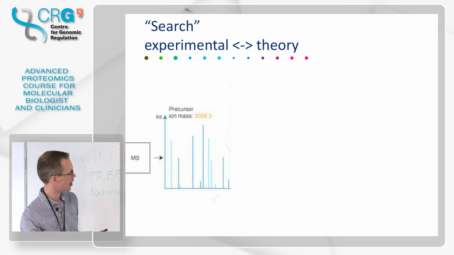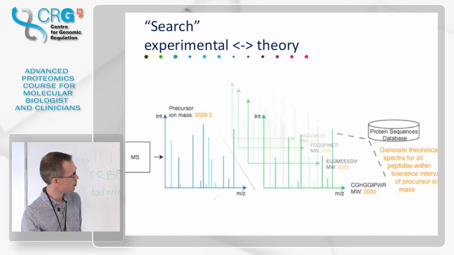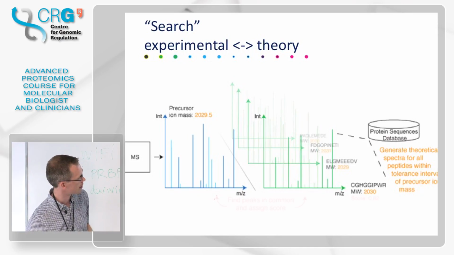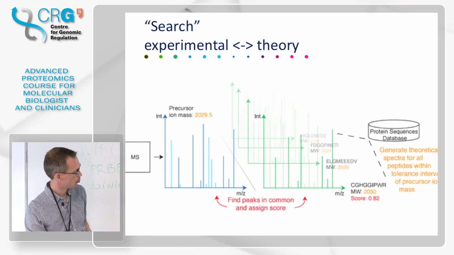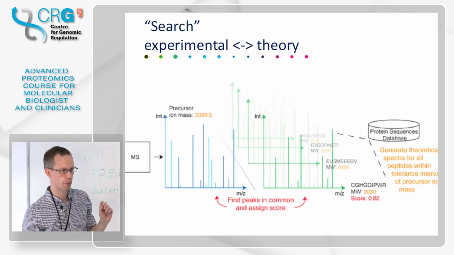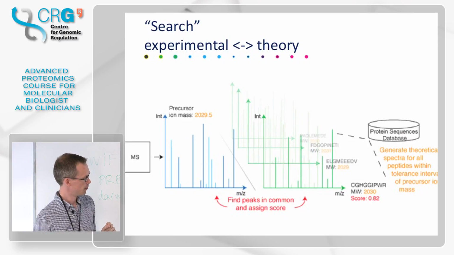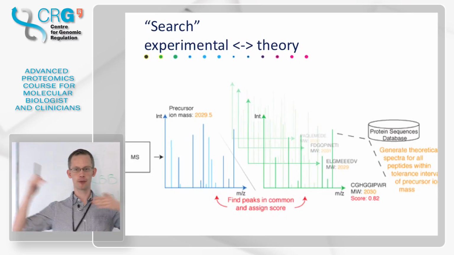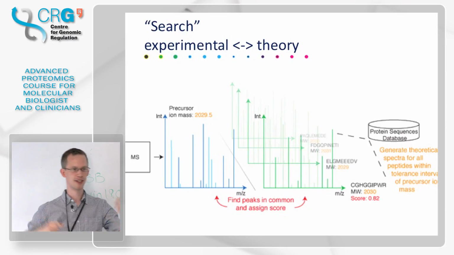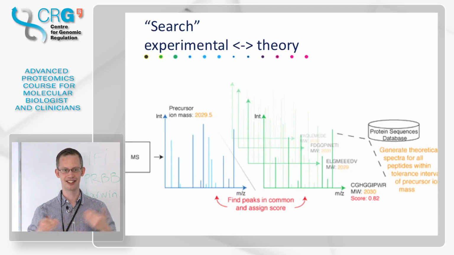So in this case, we could say we have a precursor which generates some fragments, and then we have some database sequence which may generate a lot of theoretical fragments, and then we see when we have a match. So we go through and ask when the theoretical actually matches the experimental. Then we find peaks in common and assign a score. I'll come back to the score because that's quite an important part of this. It tries to do this for all the experimental precursors that fit with the theoretical precursors. That's a lot of matching, which is also why this usually takes some time to do. It's a lot of spectra that need to be matched with a lot of theoretical spectra.